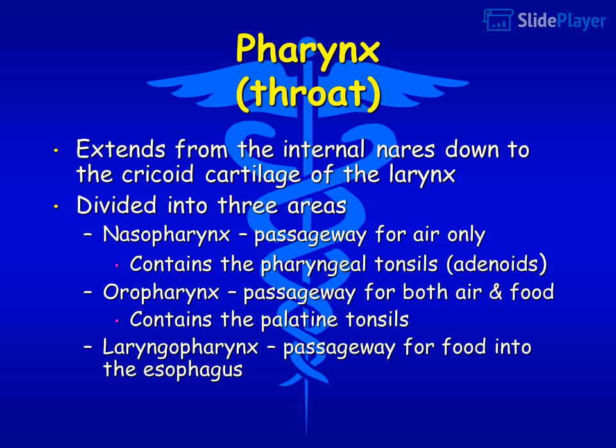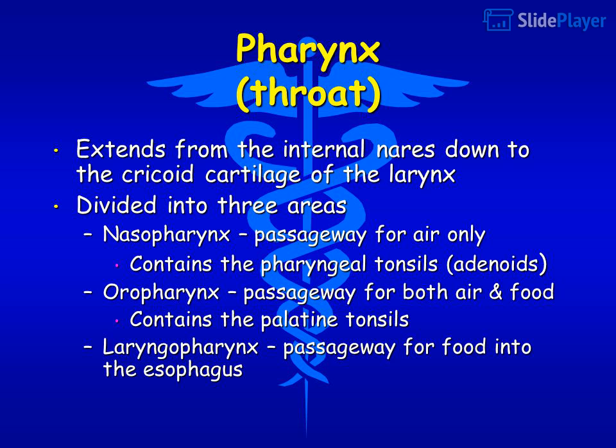Pharynx, throat. Extends from the internal nares down to the cricoid cartilage of the larynx. Divided into 3 areas. Nasopharynx, passageway for air only, contains the pharyngeal tonsils, adenoids. Oropharynx, passageway for both air and food, contains the palatine tonsils.